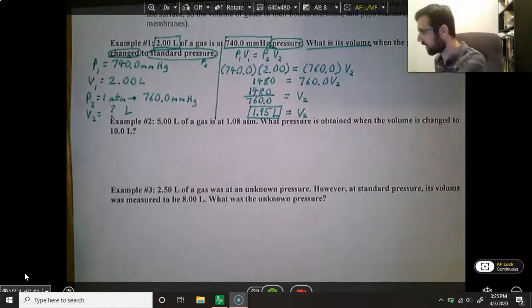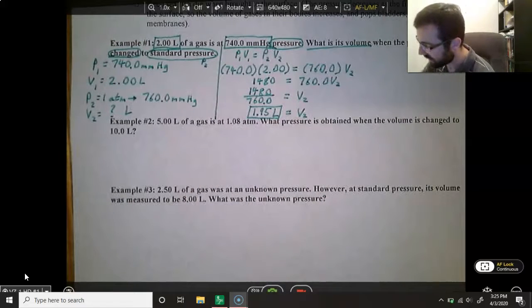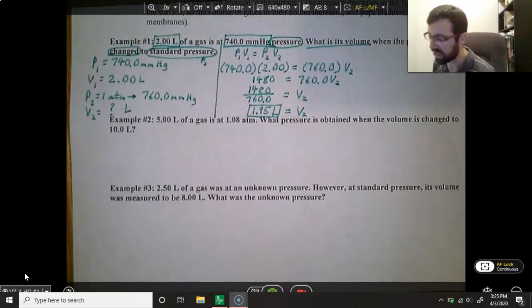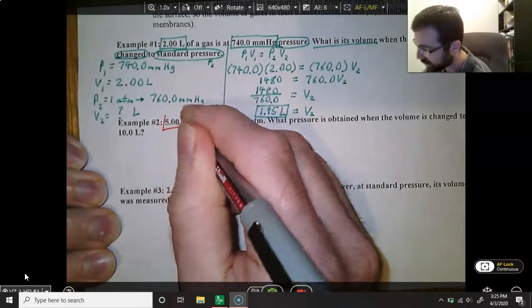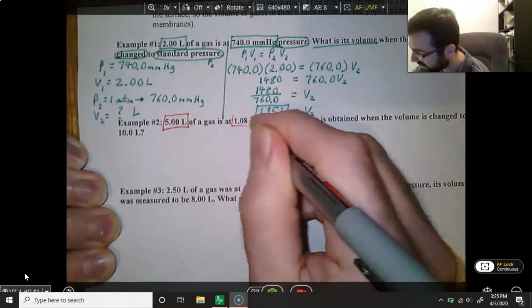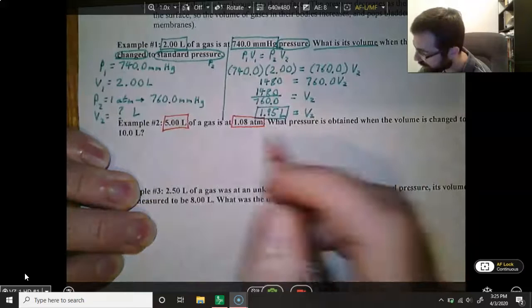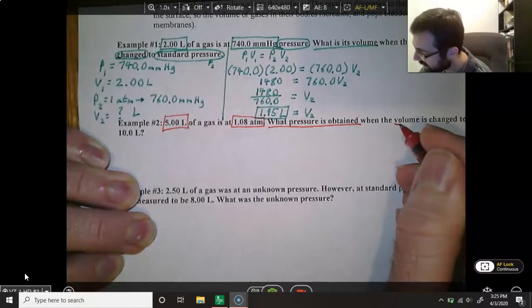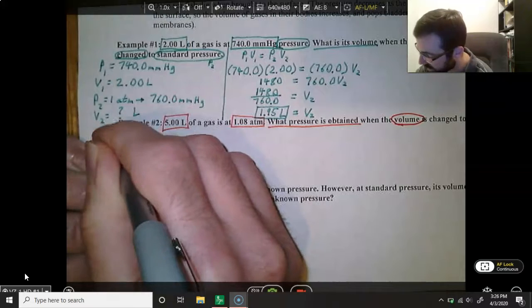I'm actually going to switch pen colors just because I think it's easier to see the difference between the two problems. So it says 5.00 liters of a gas is at 1.08 atmospheres. What pressure is obtained when the volume is changed to 10.0 liters? So we're going to box our data: 5.0 liters, 1.08 atm, that's atmospheres. And I want to underline my question. So that's what pressure is obtained. And then it says the volume is changed. So volume is changed. That means that this is going to be my second volume, 10.0 liters.